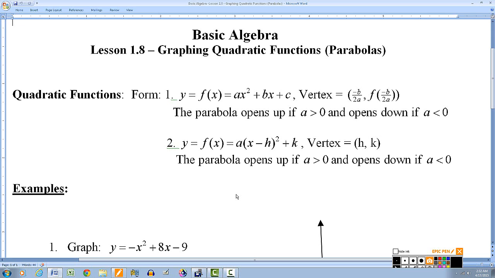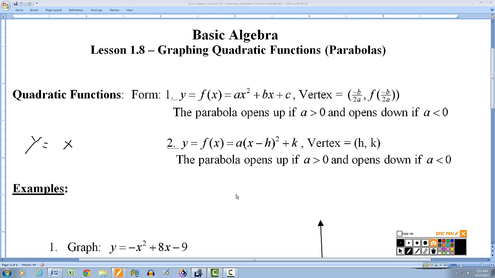Now, the most basic parabola you can have is one that has the form, say, y equal x squared. And this one has both these standard forms if you use your imagination here. So if I look at the first form, ax squared plus bx plus c, there's no number in front of the x squared, so that's understood to be 1. So a is equal to 1. There's no x term, so b is 0. There's no c term, so c is 0.